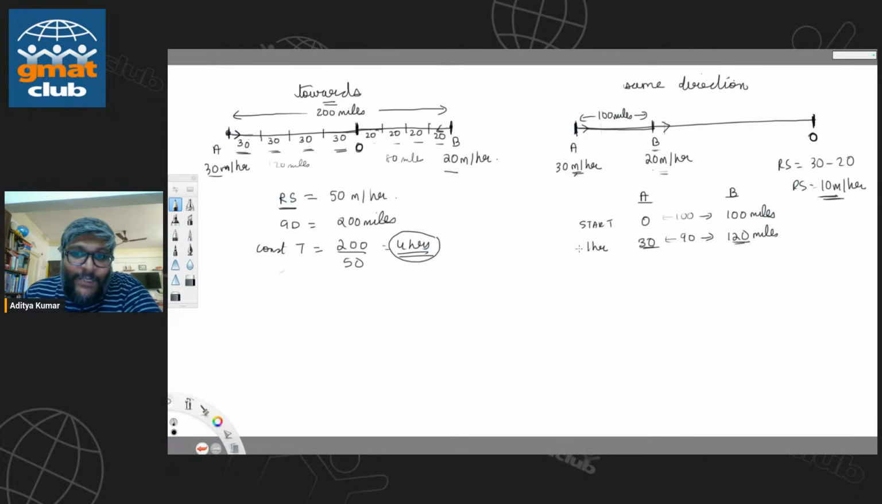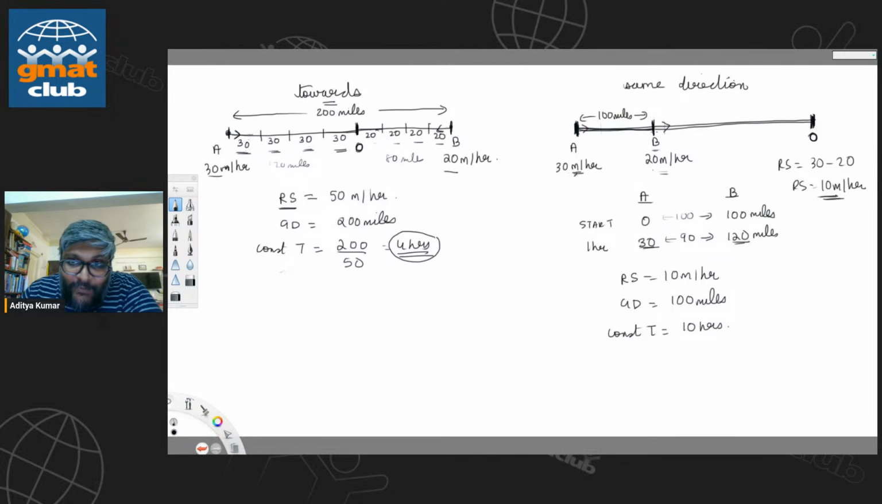But if you want me to put it mathematically, the relative speed is 10 miles per hour. What was the gap distance between the two bodies? The gap distance is 100 miles when they start. And what does this give me? This gives me the constant time, that is 10 hours. What is the meaning of constant time? It will take A 10 hours to reach O.